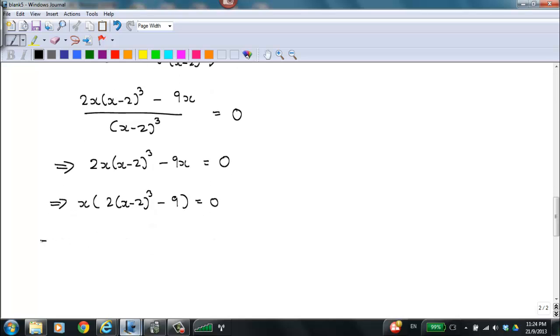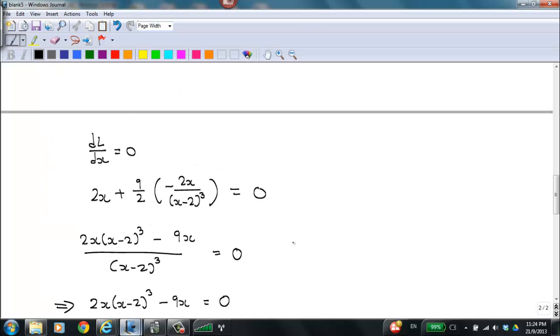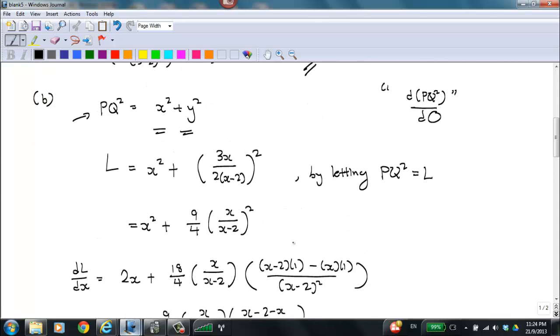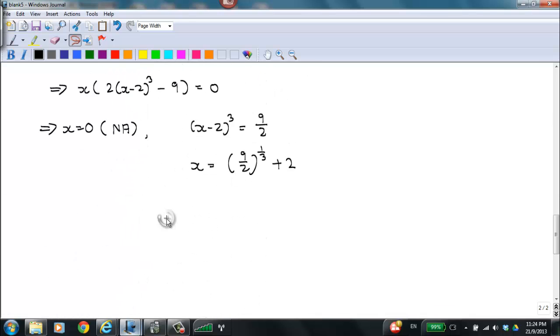So this will imply that x is equal to 0. This is not possible because I want to have some length PQ. If you have x equals 0, that's not possible. Which means that I'm solving for this, and I know that my x value is (9 over 2) to the power 1/3 plus 2. Once this is done, let me check what my PQ square is again. PQ square is this form here. Okay, so this is PQ square.